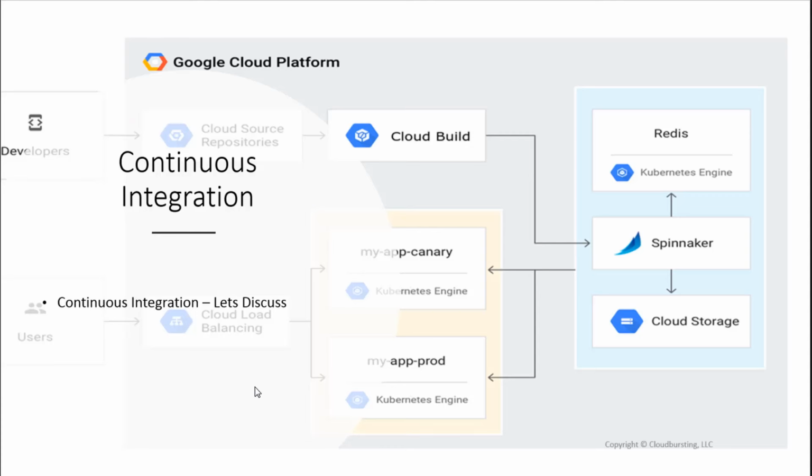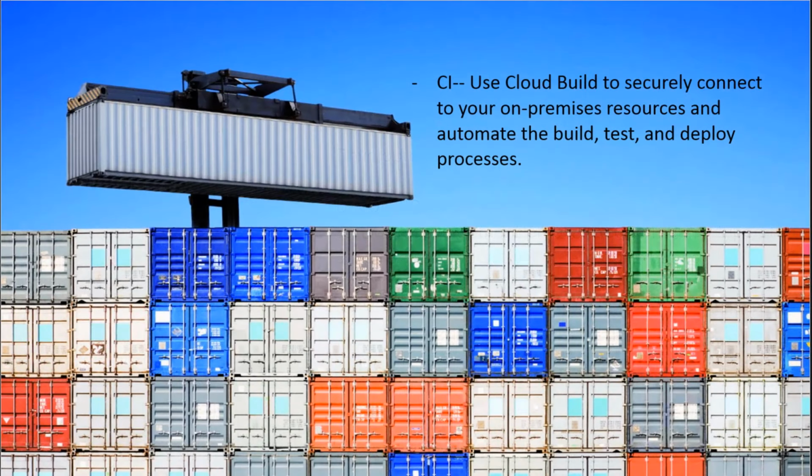So we know we could deploy tools like Chef and Jenkins and other services. And again, there's a lot more to that, but I just wanted to do a quick little overview to let you know that you just don't need to use all GCP services if it just doesn't make sense for you. So with continuous integration, we want to use Cloud Build to securely connect to our on-prem resources and automate our build, test, and deploy processes. Let's go ahead and move on.